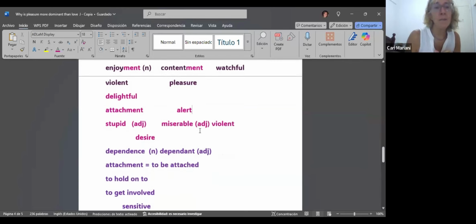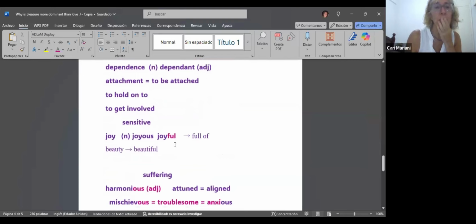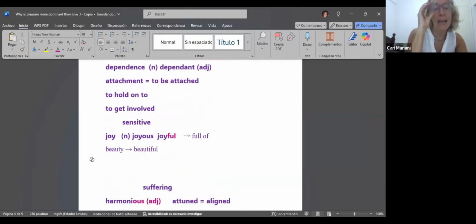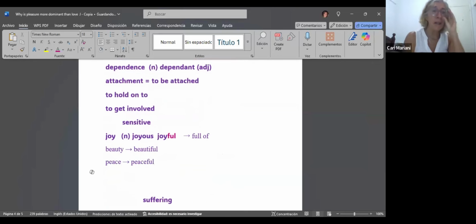And I was thinking of another adjective that ends in full, that is peaceful. Peaceful is another that we use a lot in spiritual language. Peaceful. Okay.